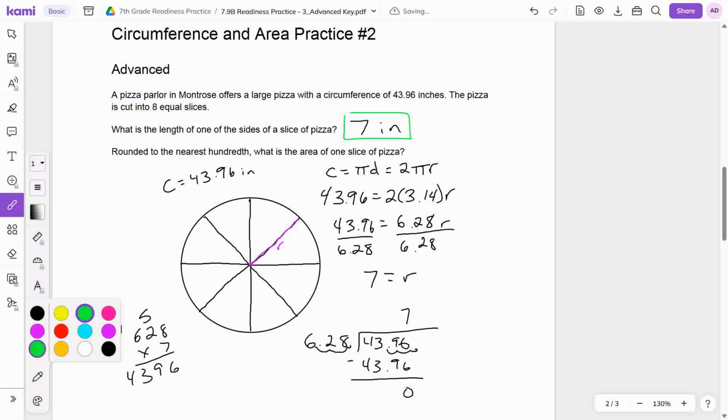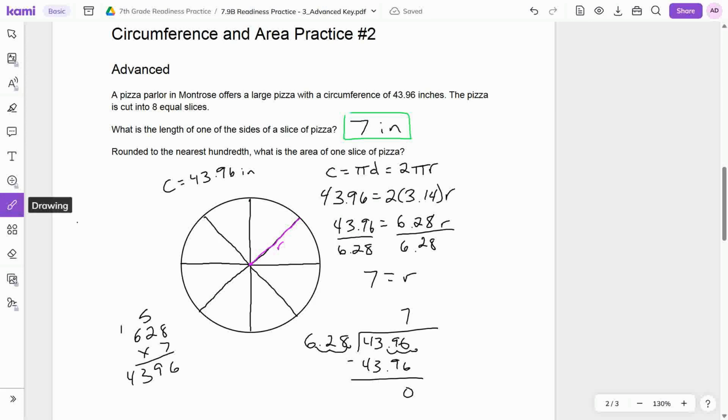Okay, now this is where it's going to get tricky. Area equals pi r squared, right? Easy. That's for the entire circle. If I want to find just one slice, I want to find the area, and then I need to divide that by 8 because there's 8 slices. Okay, so just going to add one extra step. So 3.14 times 7 squared divided by 8.